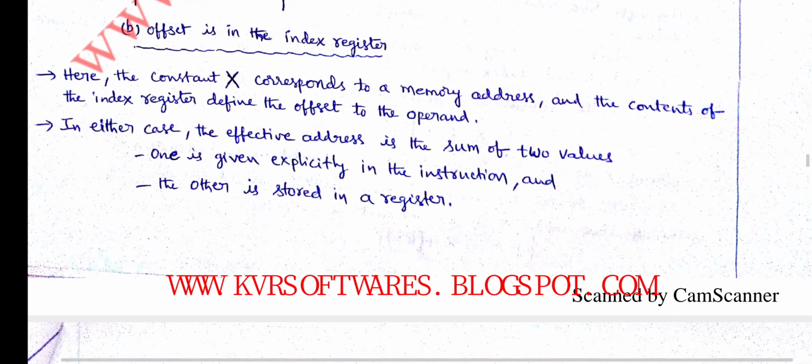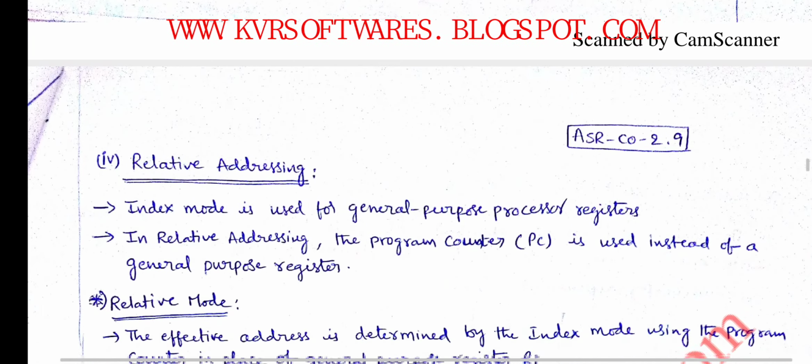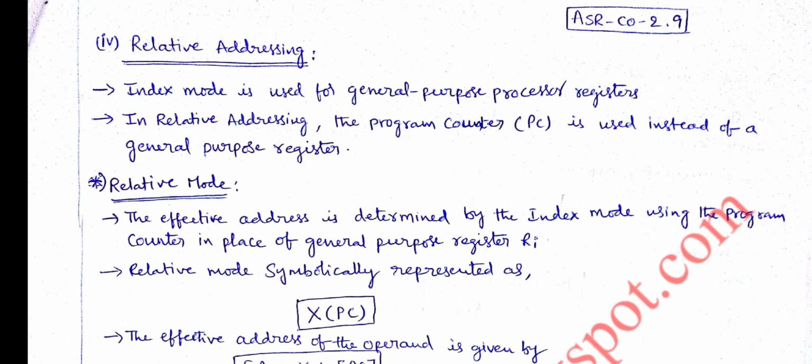Here the constant X corresponds to a memory address, and the contents of the index register define the offset to the operand. So in either case the effective address is the sum of the two values. One is given explicitly in the instruction and the other is stored in the register. That is the difference between the two. This is the representation of index mode. Next, relative addressing.